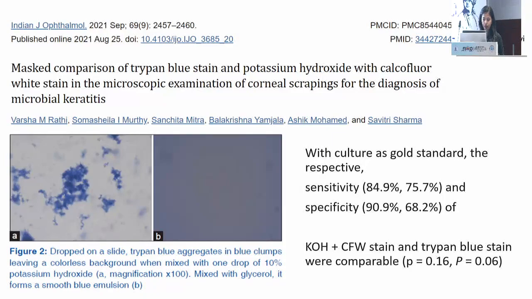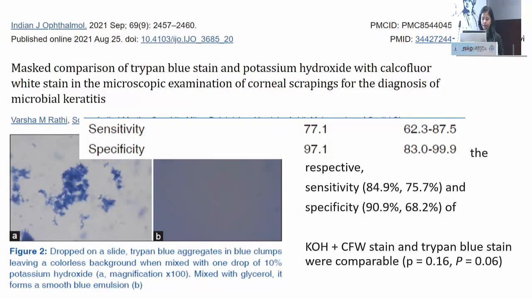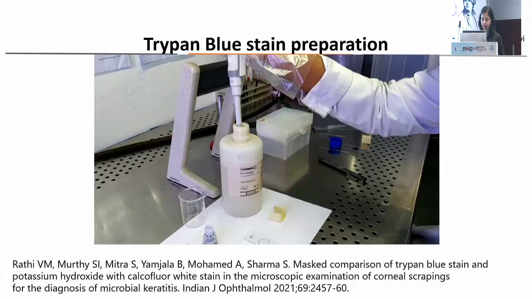This is a picture showing that when trypan blue was mixed with KOH, it formed some clumps. When it is mixed with glycerol, it forms a smooth emulsion in which the organism can be easily picked up. So they have recommended trypan blue along with glycerol. The sensitivity, again compared with the gold standard, was shown to be comparable to that of the gold standard, even the culture and KOH, calcofluor white.